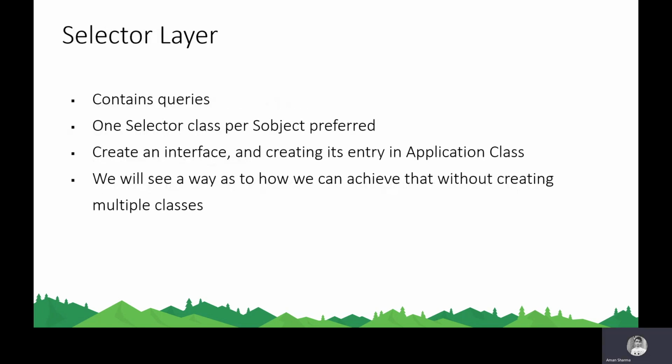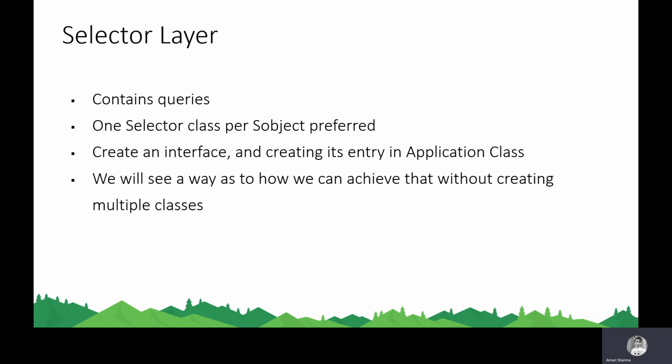Selector layer. Selector layer contains queries, and it is preferred that we have one class per S object. So if we have a query on account, then we can have an account selector. Suppose we have a query on opportunity, then we can have an opportunity selector. And suppose we have a query on contact, then we can have a contact selector. So that is how a selector class is created.